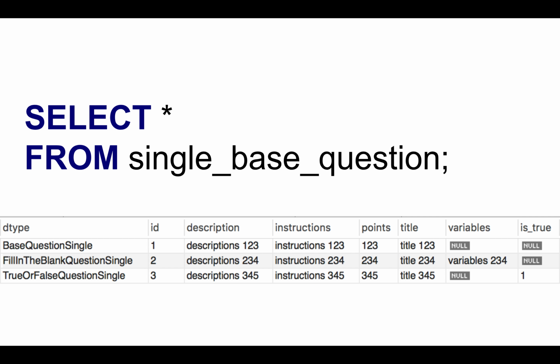So here's an example on retrieving the different types of questions. Here's our base question, the fill in the blanks, the true false, with their different IDs. Notice that for the fill in the blanks, I have values for variables, but not for the is true. And for the true false, I have values for the is true, but not for the variables. Make sense? And I have a D type that tells me what the original instance was.